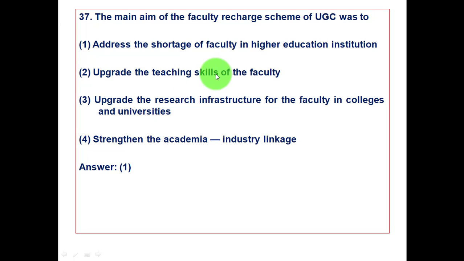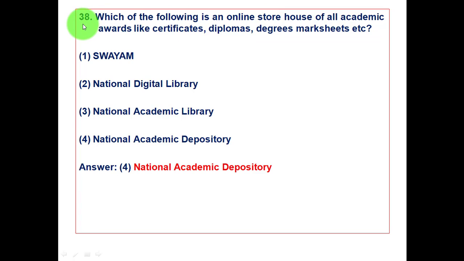These others: upgrade the teaching skill, no. Upgrade the research infrastructure, no. Strengthen the academy, no. Only to address the shortage of faculty in higher education institutions was the main aim of the faculty research scheme. Question number 38.